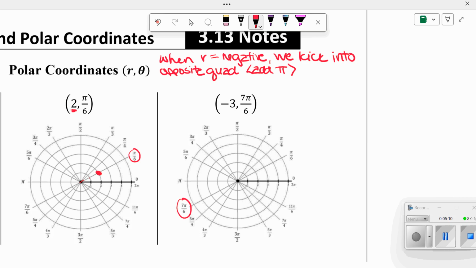Now, since r is negative, instead of going 1, 2, 3 this direction, I kick it into the opposite quad. So I'm in quad 3, so I actually need to kick it into quad 1. So I'm going to go 1, 2, 3 into quad 1, and right there is the location. So when r is negative, we kick it into the opposite quad.